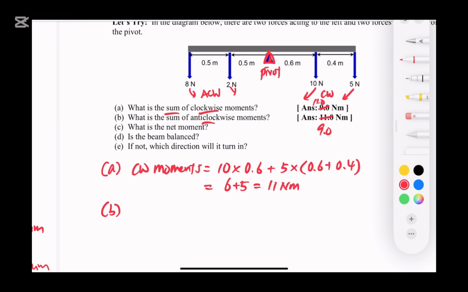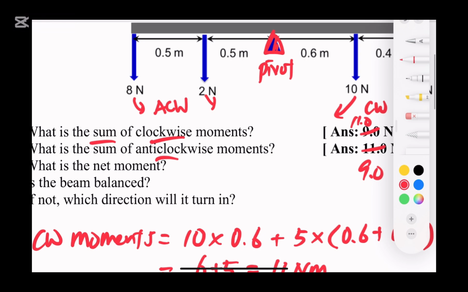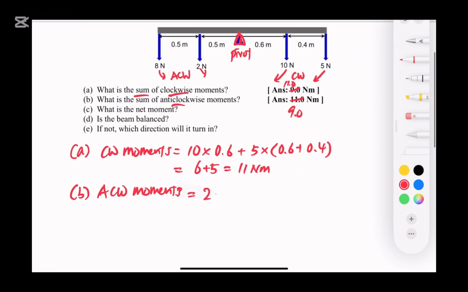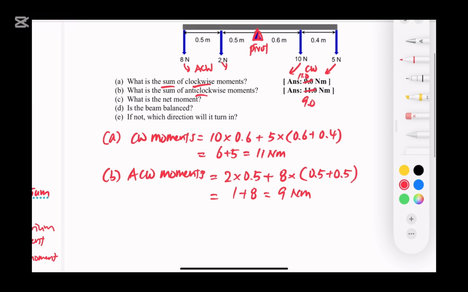Now we look at the two anti-clockwise moments, ACW. Now we have two players here, 2 newtons and 8 newtons. I take the first one, 2 times 0.5. I add on the second one, which is 8 multiplied by the sum of the two distances, in this case 0.5 and 0.5. You get 1 plus 8, that gives you 9 Newton meters. Okay, so we see that, my apologies, sum of.